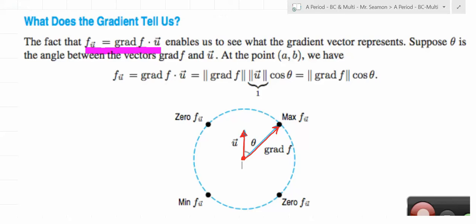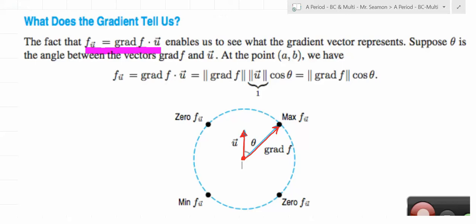What's the magnitude of u here? It's 1. So now all we're doing is restating what we know. We now know that the directional derivative in the u direction is going to be equal to the magnitude of the gradient of f times what? Cosine theta. Does everybody understand this so far? All we've done is rearrange what we already knew.